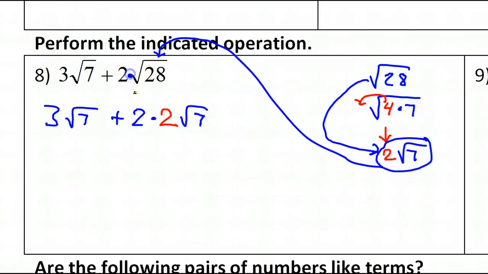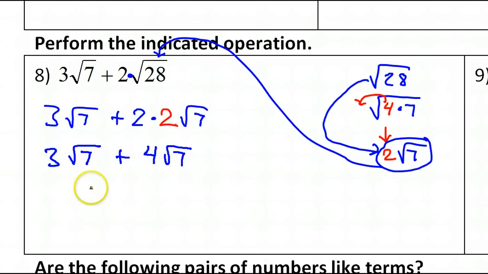Alright, and yes, this is multiplication. When there's no symbol between the two, it is multiplication. So that's why it's 2 times 2 radical 7. Okay, so you can see there's the radical 7 that we needed to be able to really do the problem. But let's do one more step first. Obviously 2 times 2 is 4, so this is 4 radical 7. Now these are like terms, so we're just going to add the coefficients. So 3 radical 7s plus 4 radical 7s, well, that's going to be 7 radical 7s.